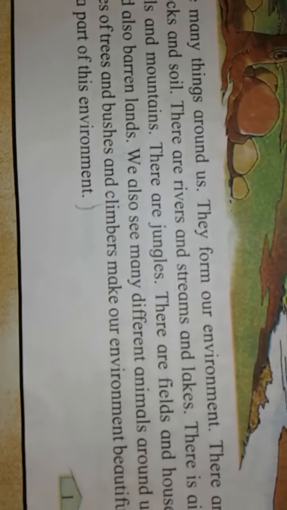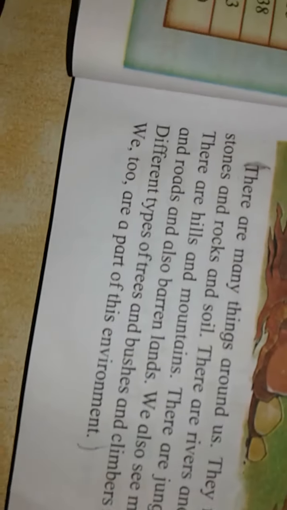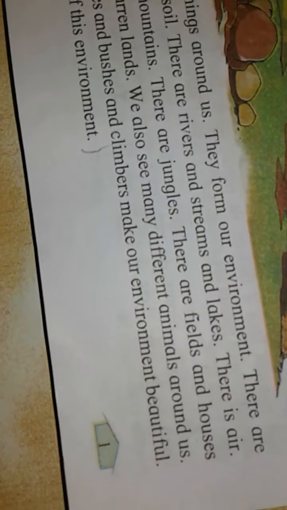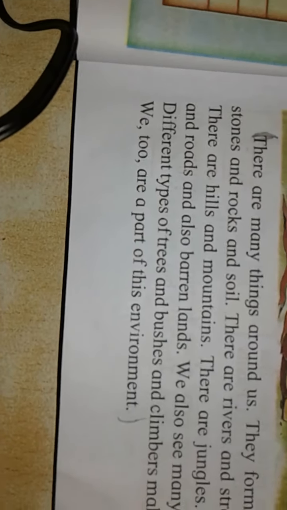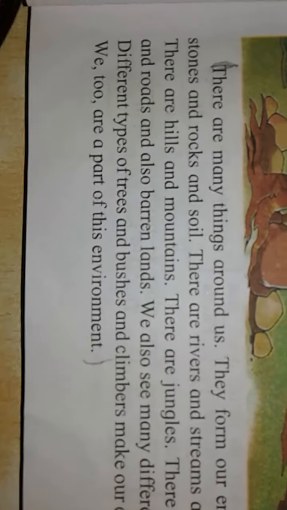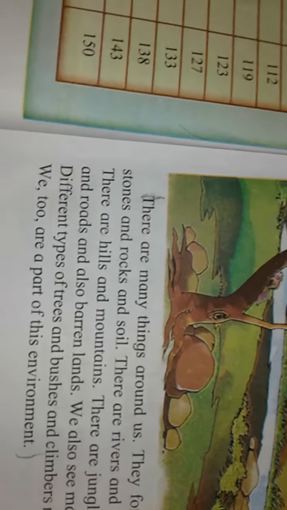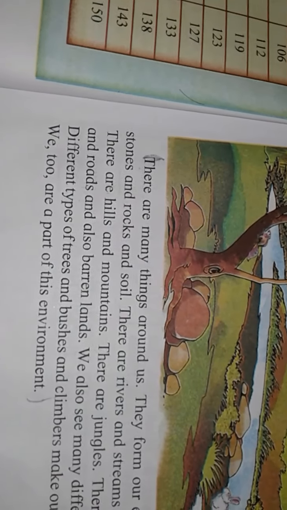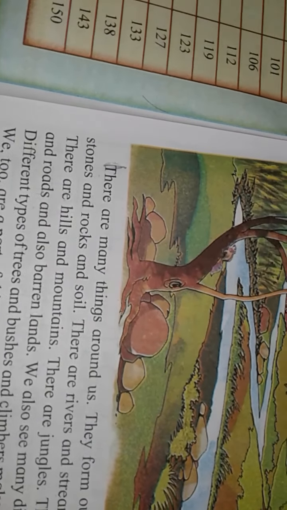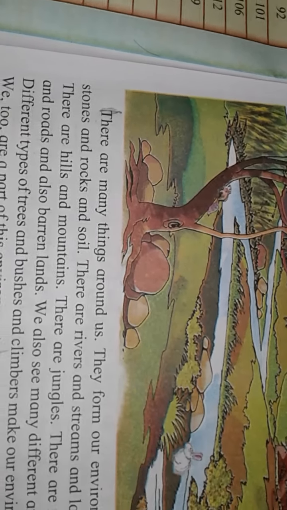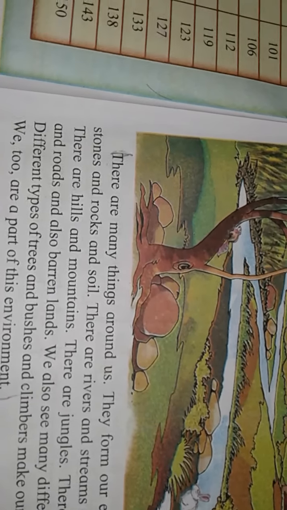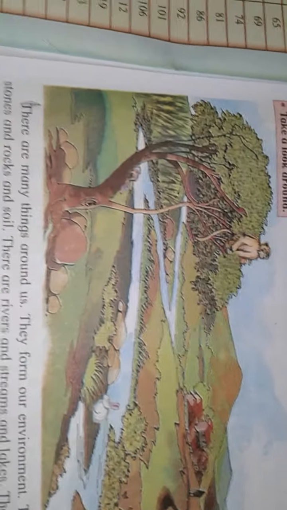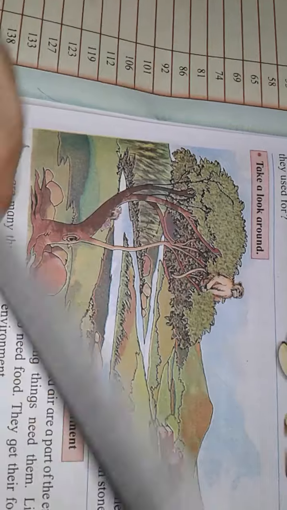We also see many different animals around us. Different types of trees and bushes and climbers make our environment beautiful. We too are a part of this environment. So all these make the environment, in which animals, plants, insects, birds, and we come under the category of animals. And then living things and non-living things, that is, a stone is a non-living thing, a mountain, a hill, that is nature. All this we call environment, which we see in the surroundings.